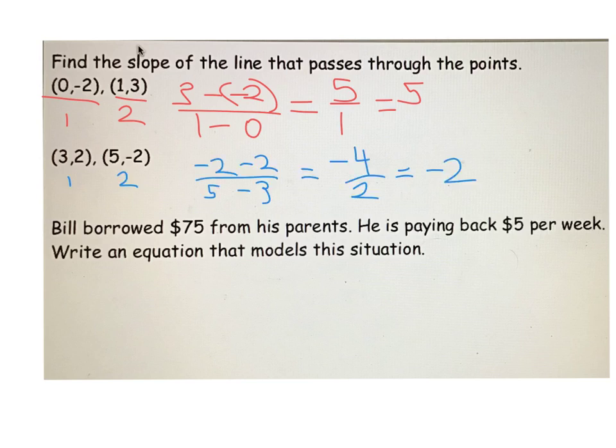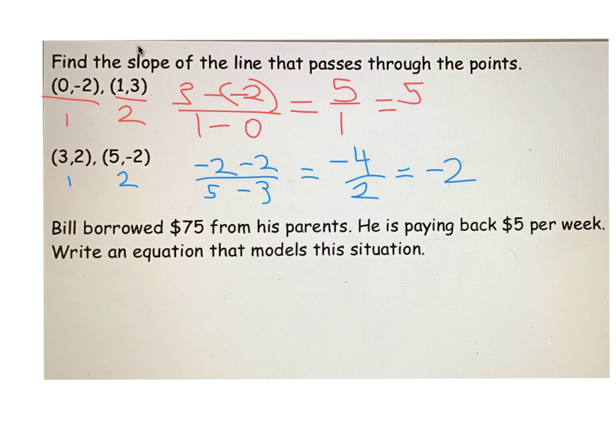For that one there, the slope is negative 2 because it's negative 2 minus 2 over 5 minus 3. So if you look at this problem at the bottom, it says Bill borrowed $75 from his parents. He's paying back $5 per week. Write an equation that models this situation.